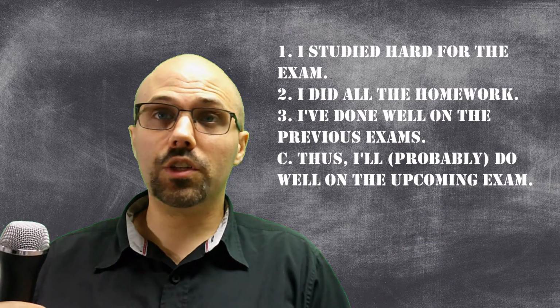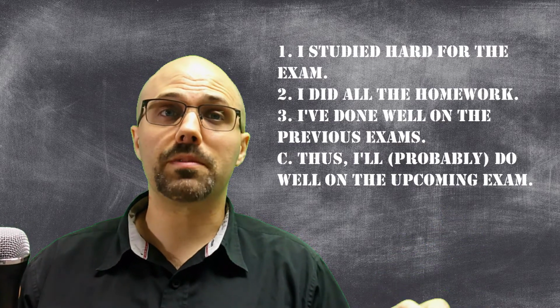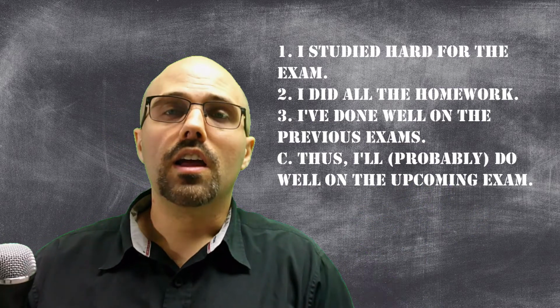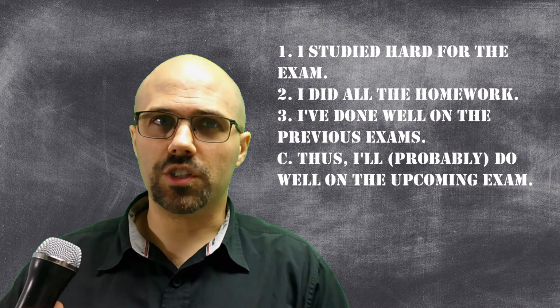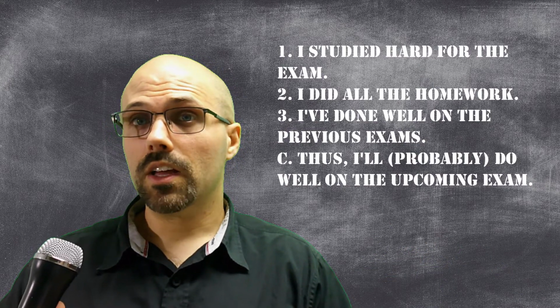Well, the conclusion's not certain. Right? It's possible something could still go wrong, that all three of those premises could be true, and something just goes horribly wrong. I mean, I've been teaching for a while. I've never really seen a case where a student has all three of those things true and has done poorly on an exam. But it could happen, right?